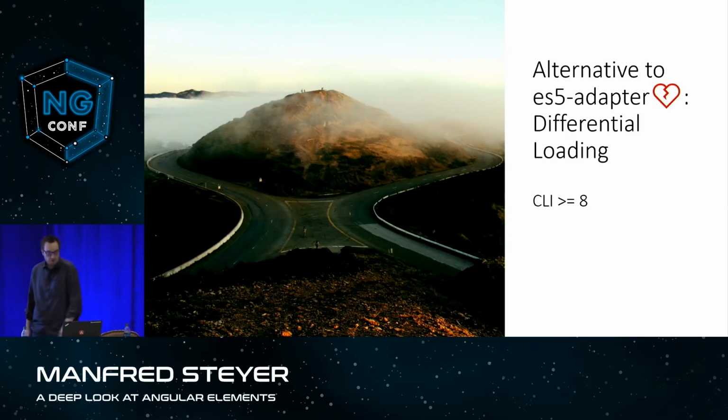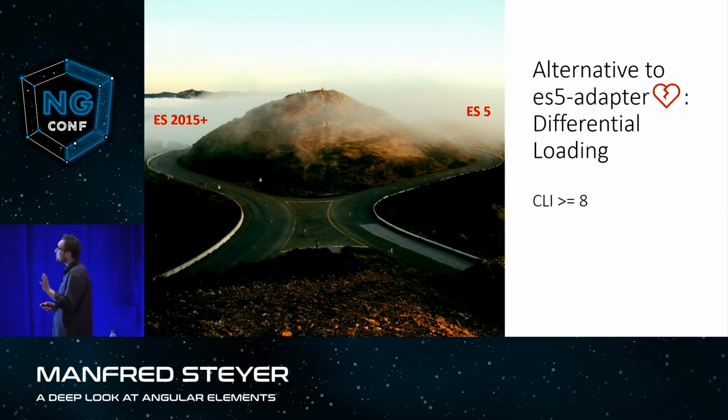Let's talk about an alternative to the heartbreaking ES5 adapter. As mentioned before, we need this adapter because the new browsers suppose that web components are based upon ECMAScript 2015. And the solution I'm presenting here is called differential loading, and it prevents a modern browser from seeing something like ECMAScript 5. It prevents it by producing two sets of bundles. It produces one set of bundles using ECMAScript 2015 and above, and it produces another set of bundles using good old ECMAScript 5 for legacy browsers.